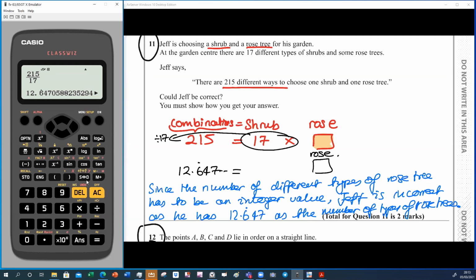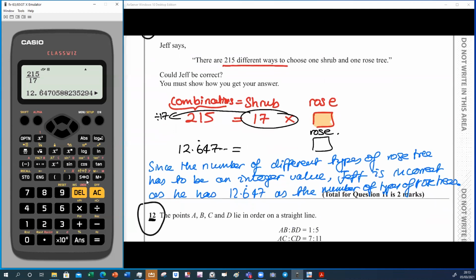Okay, lovely. So you need to put a sentence in saying that the number of different types of rose trees must be an integer value, must be a whole number. You can't have a decimal number. That doesn't make any sense in the context of this question.